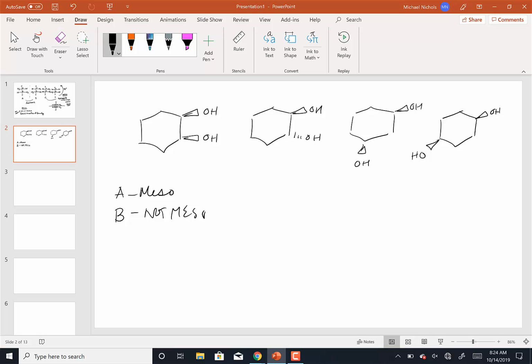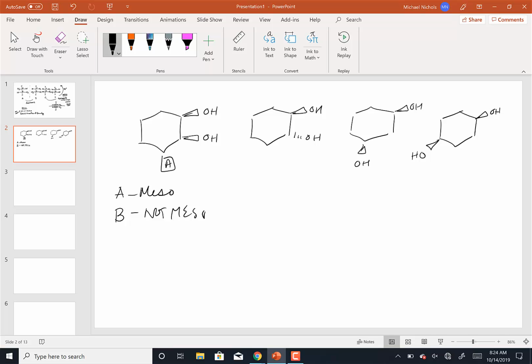Okay, for this one, we'll call this A. Is it meso or not meso? A for meso, B for not meso. Okay. I have 22 mesos and one non-meso.